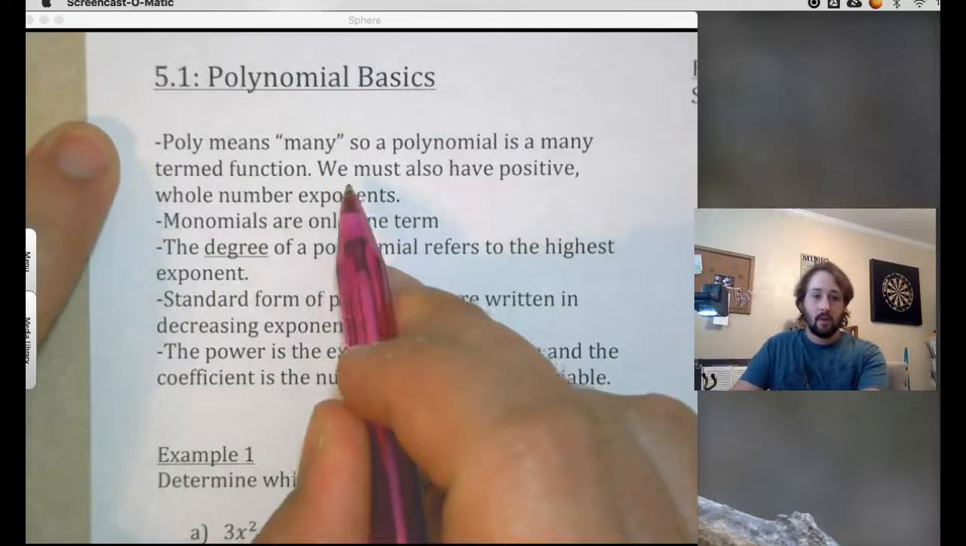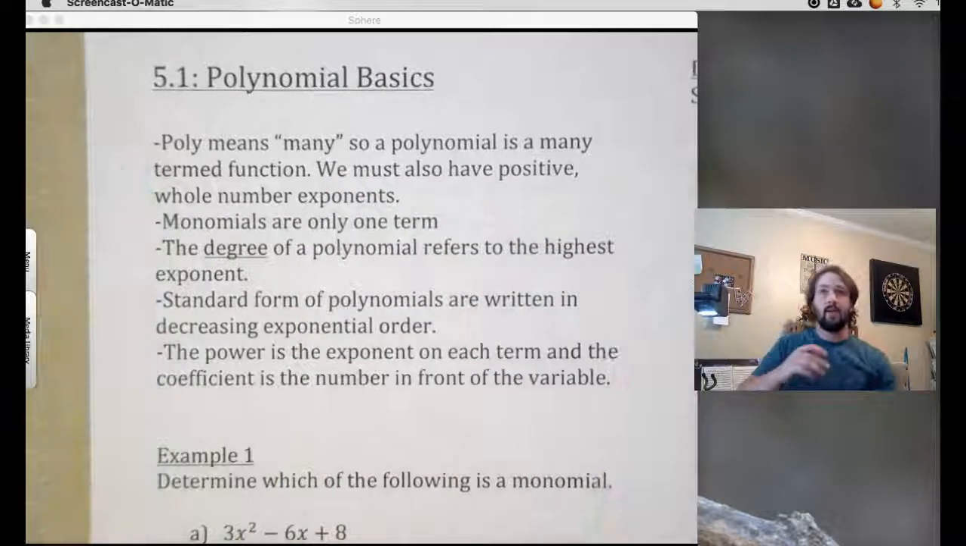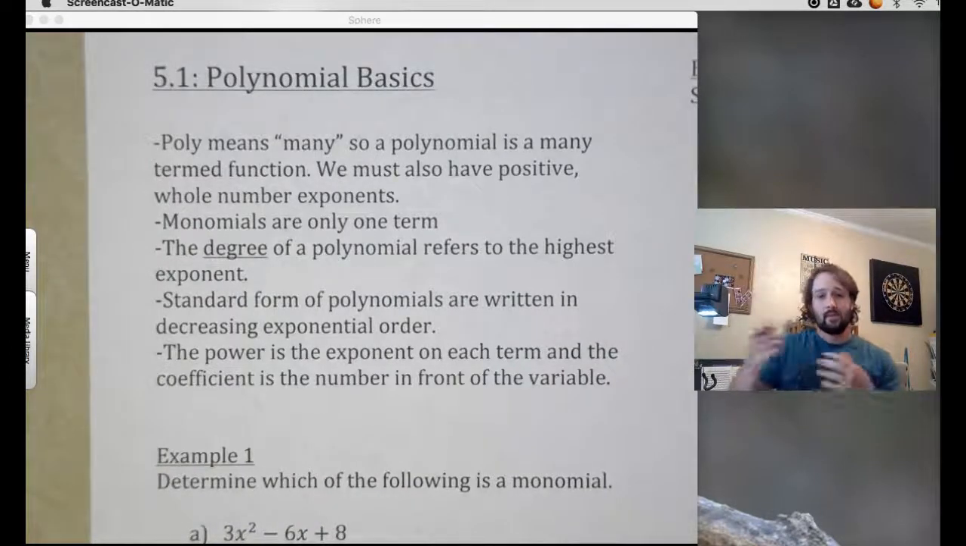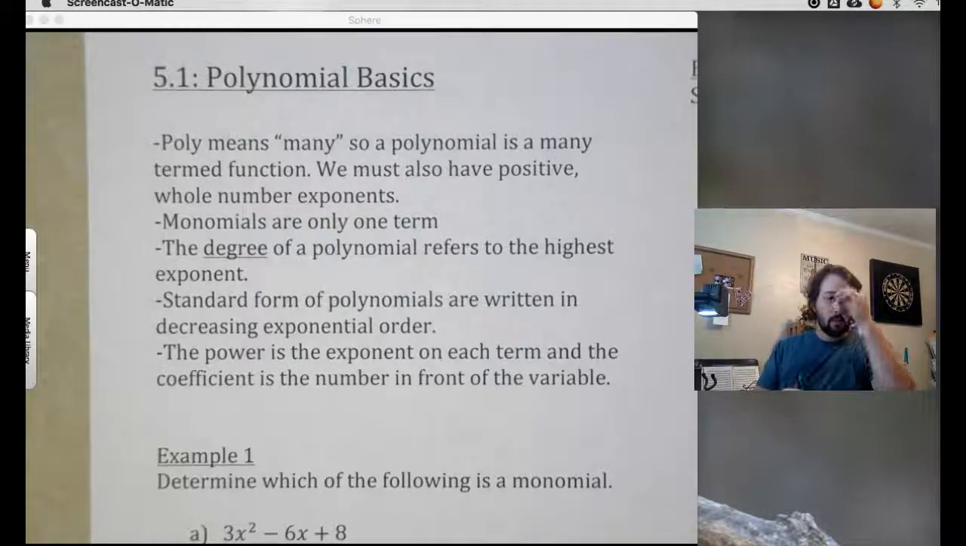We must also have positive whole number exponents. So if we had 27x to the 7th, or x to the 9th, or x to the 8th, that exponent has to be a positive whole number. We cannot have x to the -1 or the square root of x. That's not a polynomial. Monomials are only one term. So they can still look like a polynomial, but they only have one term. We'll be exploring a little bit of both this unit.